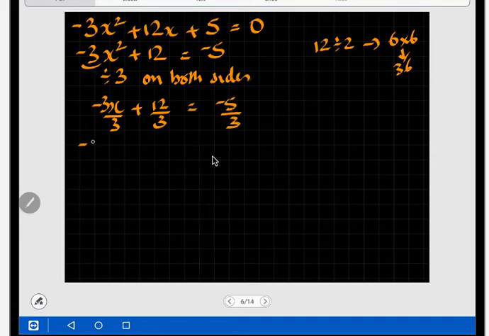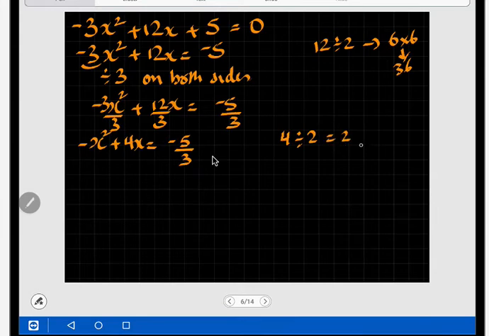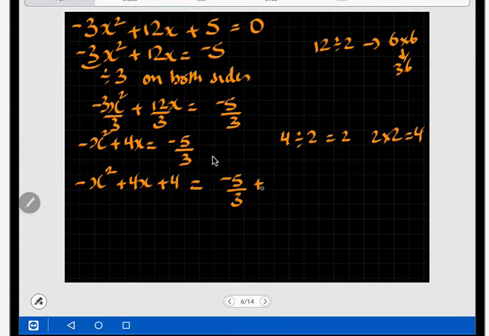Right? So we'll have negative x plus 4 is equal to negative 5 over 3. Then, sorry, there's an x here. I forgot. No, there isn't an x. Confused. So minus x plus 4 is equal to minus 5 over 3. Then I take the 4, I divide by 2. I was right. I always miss. I don't know whether it is my stylus pen, then I get confused. All right. So 4 divided by 2 is equal to 2. Then 2, I square it, becomes 4 again. So this will be minus x squared plus 4x plus 4 is equal to minus 5 over 3 plus 4.